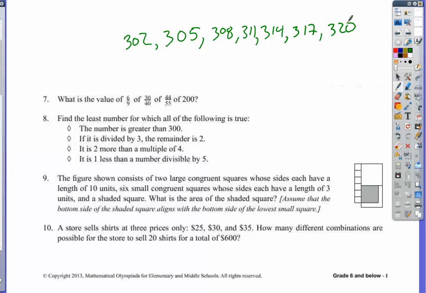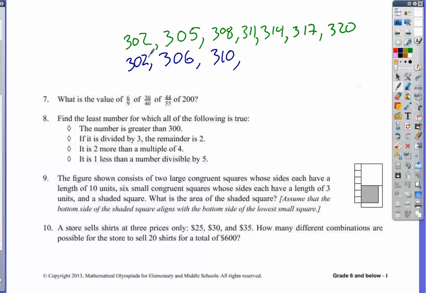So then the next line says, it is 2 more than a multiple of 4. Well, 300 is a multiple of 4. So 2 more would be 302 again. 4 more is 306, 310. Right now 302 looks promising.